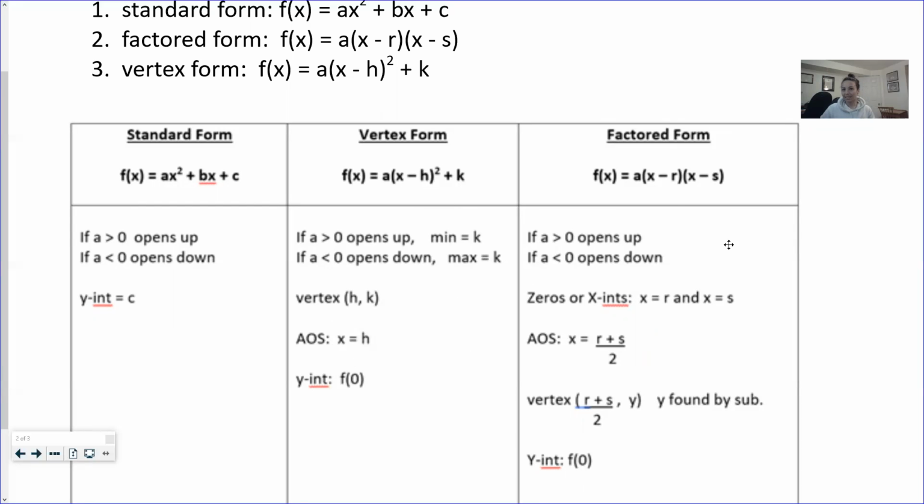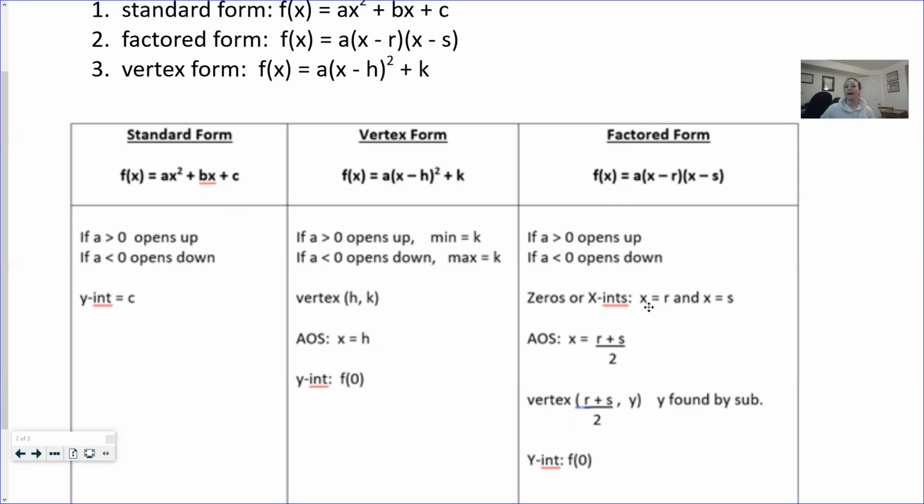All right, and then the last form would be your factored form, a(x − r)(x − s). The a value, again, if it's positive, opens up, negative opens down. These are your x-intercepts, r and s. They are your roots. Again, the signs are backwards. This is all stuff we did before the March break.